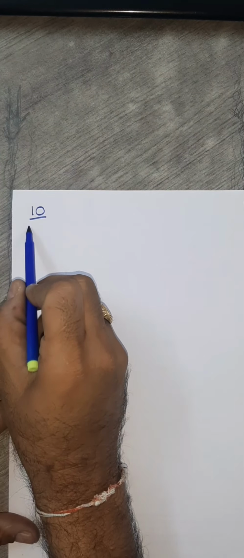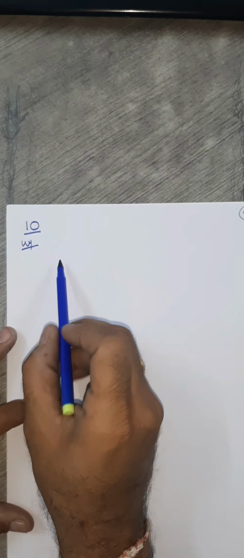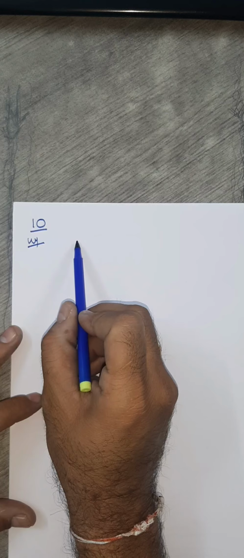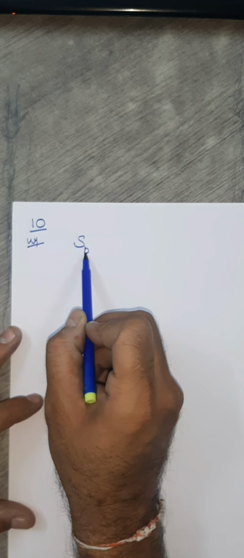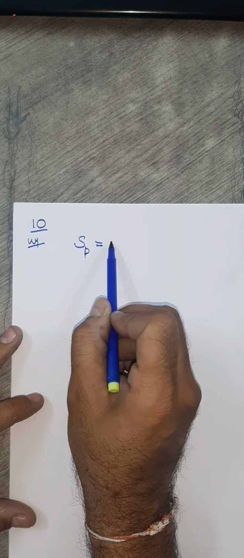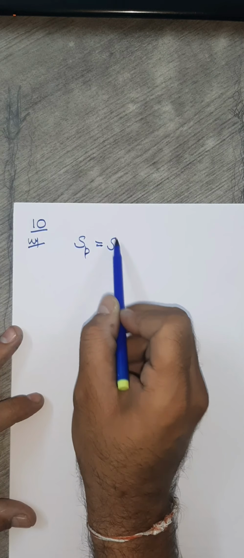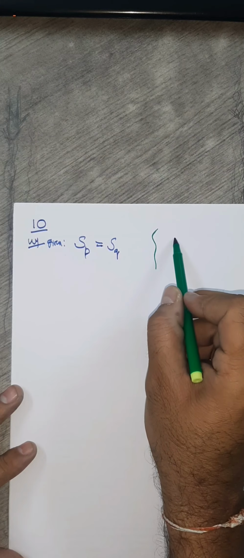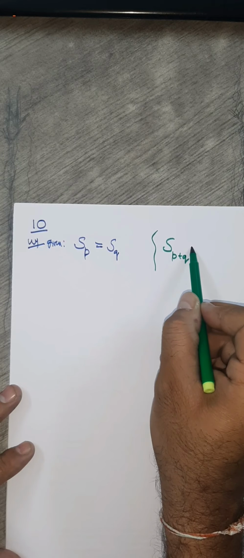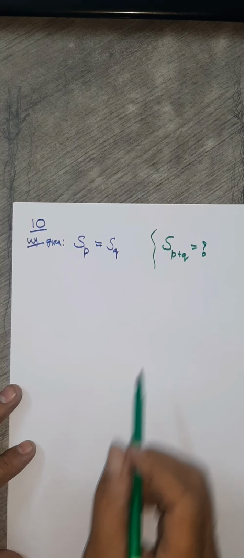So in the 10th question, this is also a nice question. You are given that. What's given to us? The sum of the first p terms, that is Sp, equals the sum of the first q terms. This is given in the data. Fine. What do you want? There you want the sum of the first p plus q terms. So we want this S(p plus q). This is the question. Keep this in your mind.